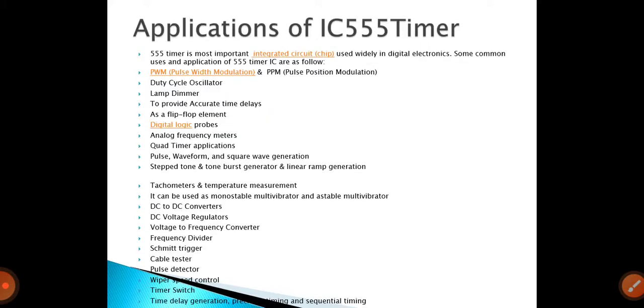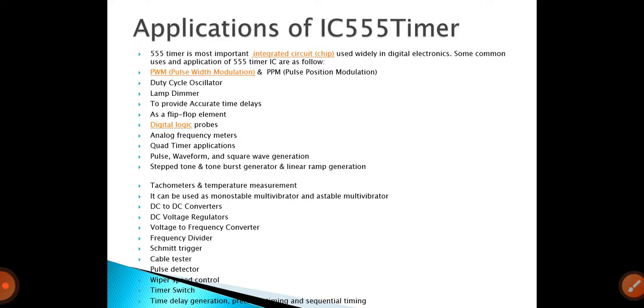Then the applications of the IC 555 timers. There are many applications we are going to see. In day-to-day life also we can see them. For example, in your home functions, they use lighting, blinking lights, on and off lights. They use the IC 555 timers, right? Let us see some electronic devices where they are used. Then we can discuss day-to-day life.